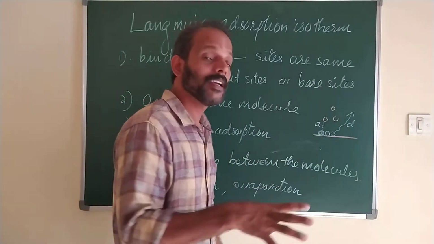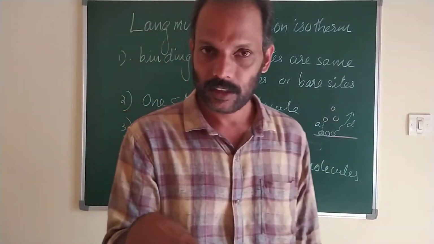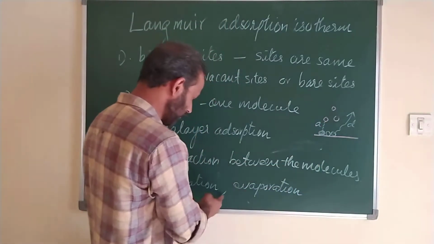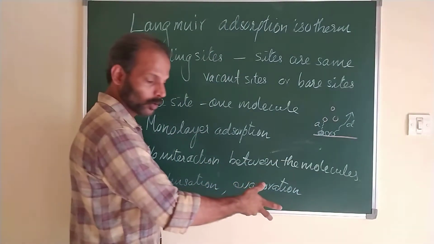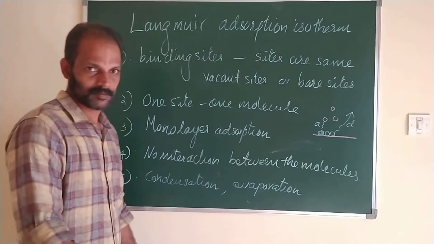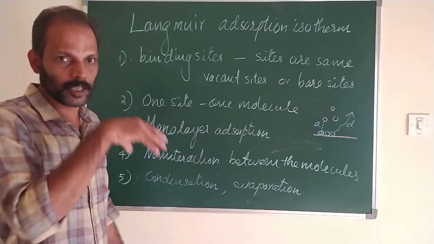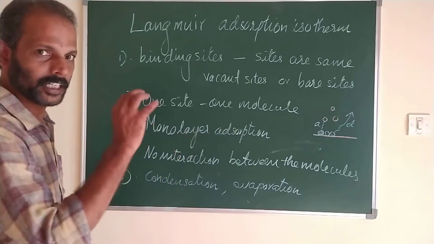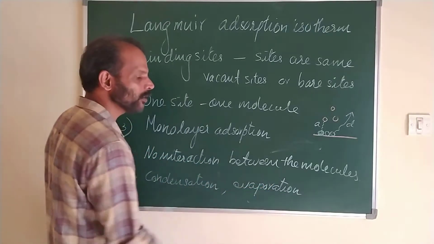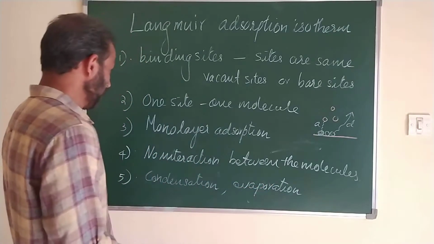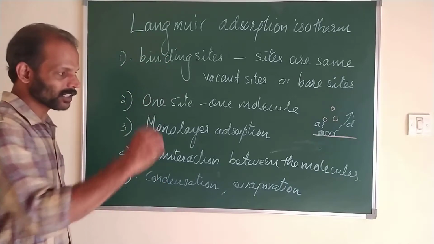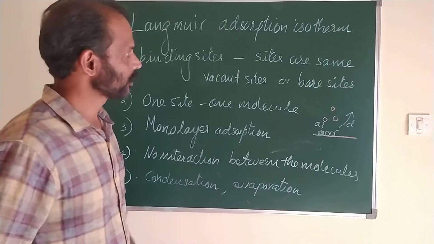Ultimately an equilibrium is reached when the rate of adsorption, that is the rate of condensation, becomes equal to the rate of desorption, or rate of evaporation. That condition is known as adsorption equilibrium. At that condition, the rate of condensation is equal to the rate of evaporation. Using these assumptions, he derived the adsorption isotherm.